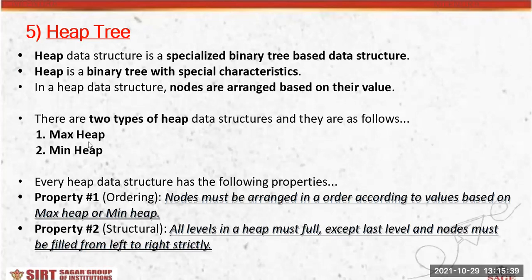Max heap basically means that the parent will have a higher value than either of its children, left or right. Whereas in a min heap tree, the value or weight of the parent node will be less than either of its children, left or right.